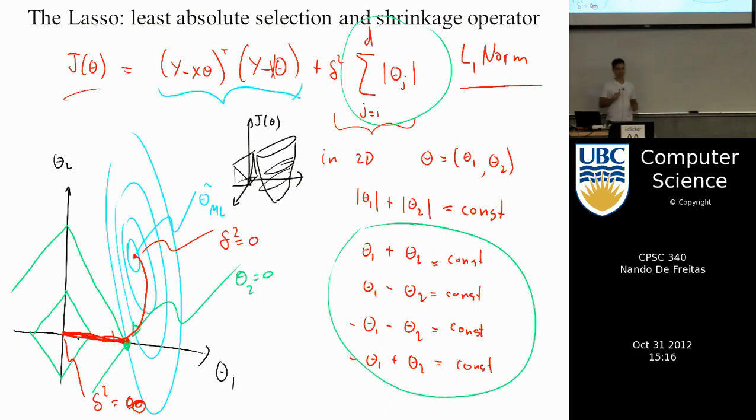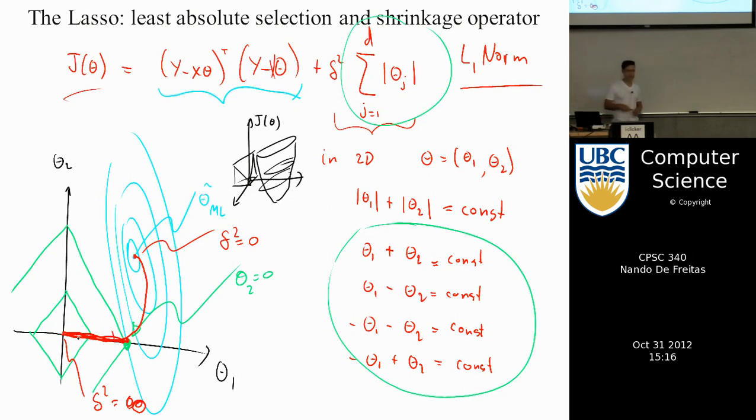Okay? I'm not going to spend more time in this picture, but I will come back to it after I do the ridge. Because in the ridge, it's easier for me to explain why this red path makes sense. And once I've explained the ridge, I will come back to this page and explain it in detail.